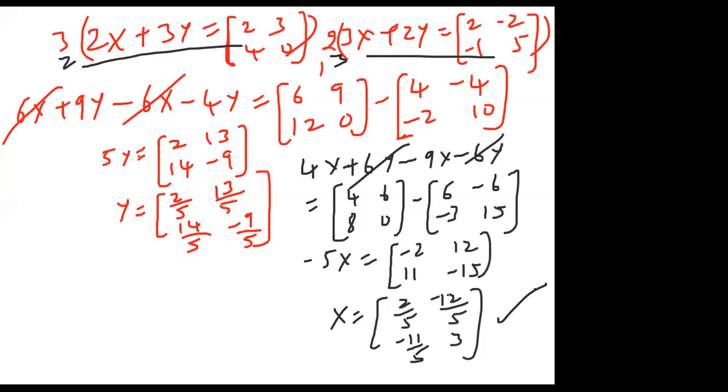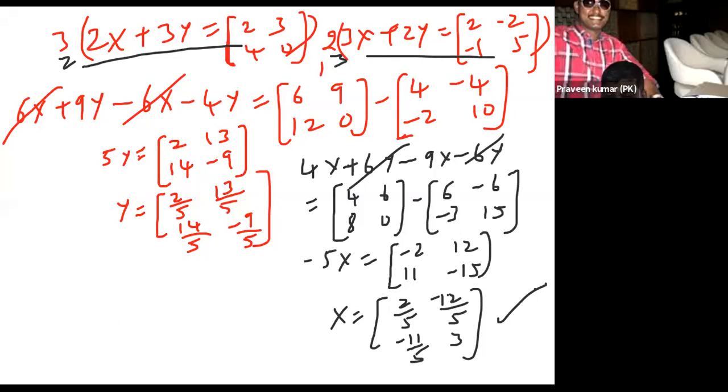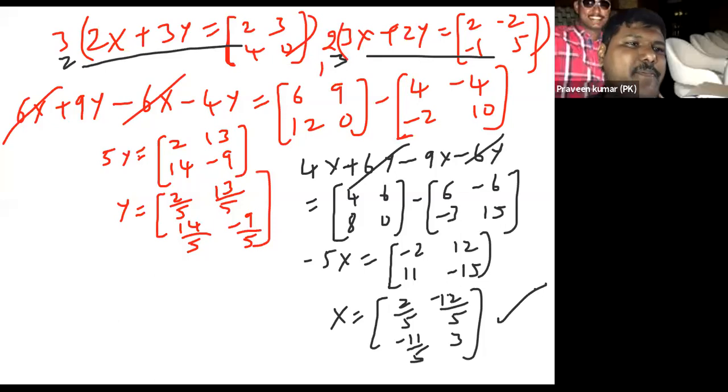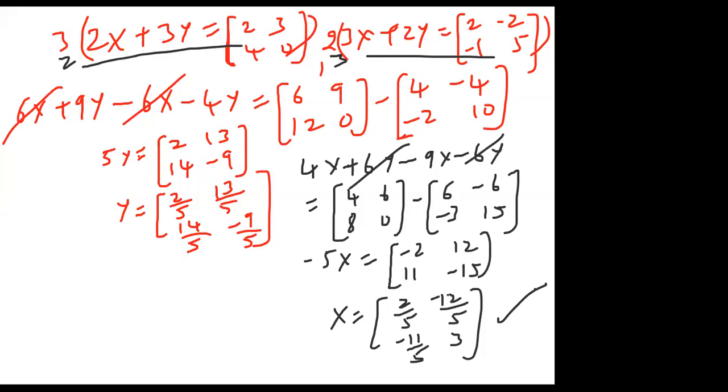For that minus 6x minus 4y, sir. Minus, sir. 6x minus 4y. I subtracted both. I multiplied with 3 red and I subtracted. I multiplied with black and I subtracted. Understand? Yes, sir. You need to get the value of y.